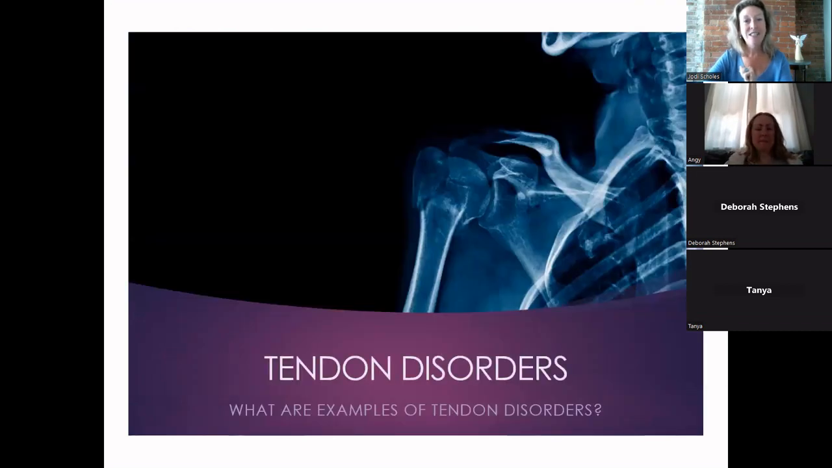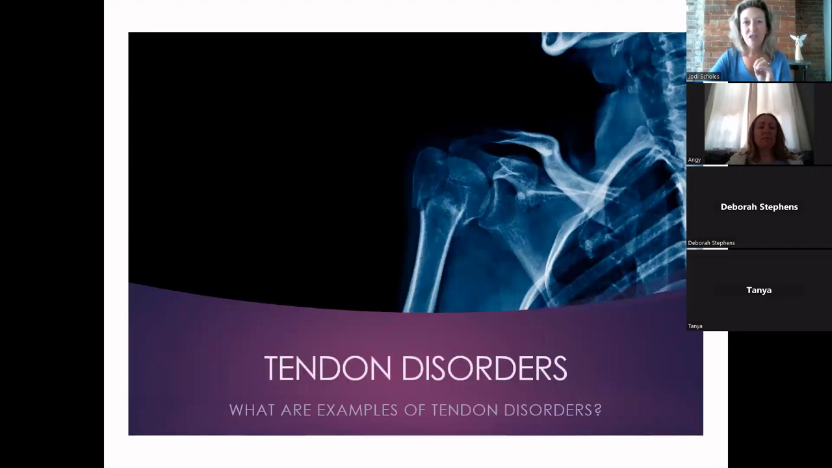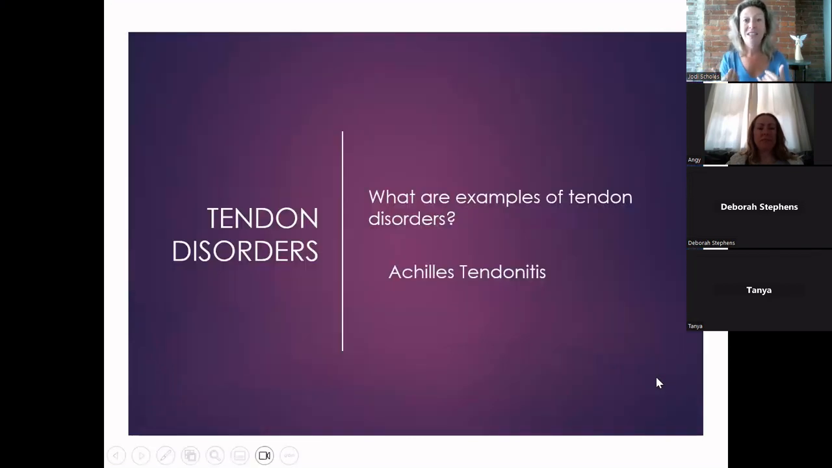So tendon disorders. In fact, let me just mention again that all of these are considered pathologies. And pathologies is just a fancy way to say dysfunction or disease. So if somebody has a pathology, it's typically a dysfunction or a disease. So what are some examples of tendon disorders?